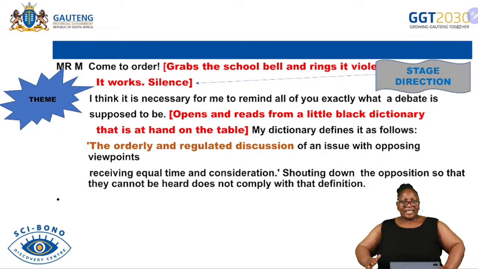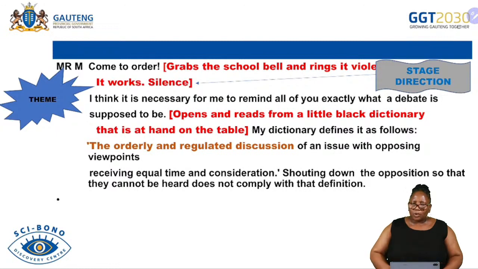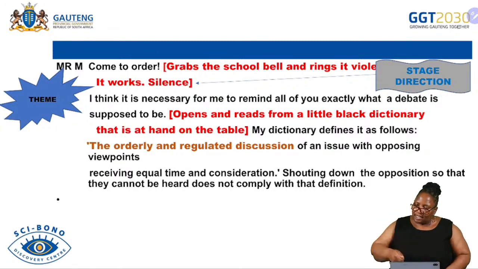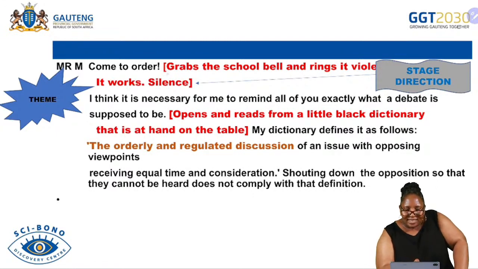In the interim, what happens? Mr. M calls both to order. He grabs the school bell and rings it violently. He did not just ring it. He rang it so hard that it was immediately silent. Can you see the words written in red?